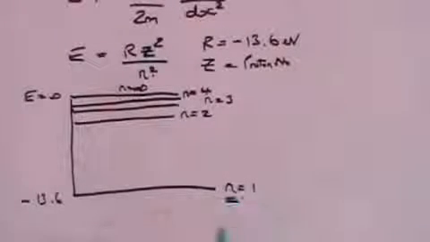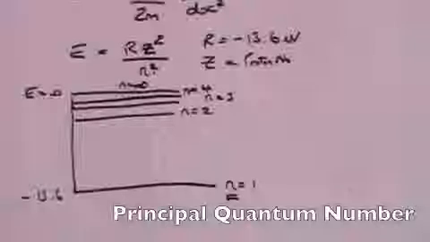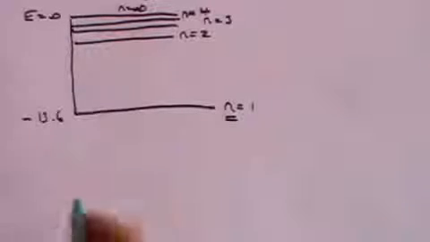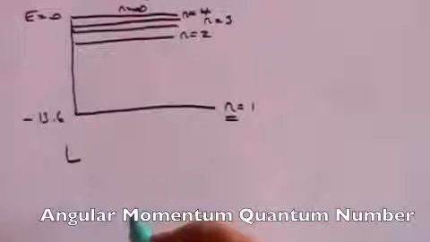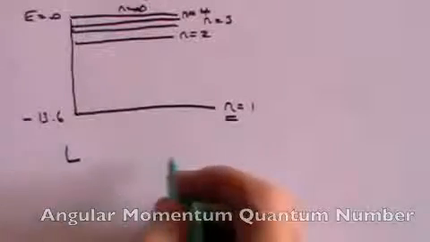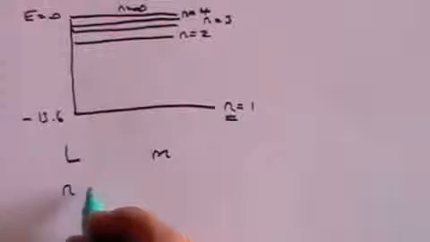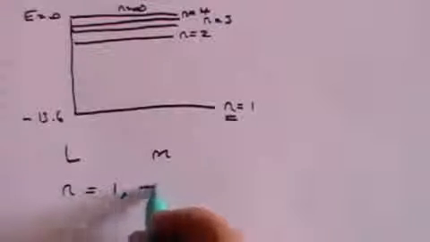Now N is the principal quantum number, but in solving the Schrödinger equation, he found that there were 2 more quantum numbers. L, which is the angular momentum quantum number, and M, which is the magnetic quantum number. And the rules are that N can have any integral value from 1 all the way up to infinity, though in the ground state of atoms you'll find that N doesn't usually go above 8, because by then the atom is becoming unstable.